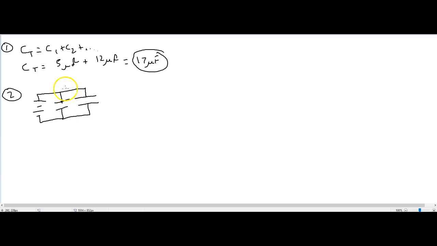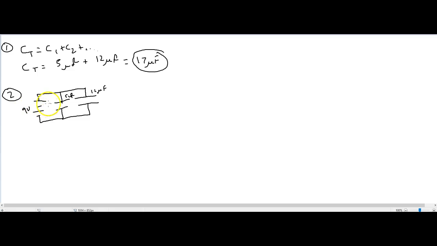Okay, so one of these is supposed to be 5 microfarads, and the other is supposed to be 12 microfarads. There are a number of ways to do this problem. One of them is to say, well, I know what the total capacitance is, so I can find the charge on each capacitor. But we don't want to know that. What we really want to know is the charge on each of the capacitors.